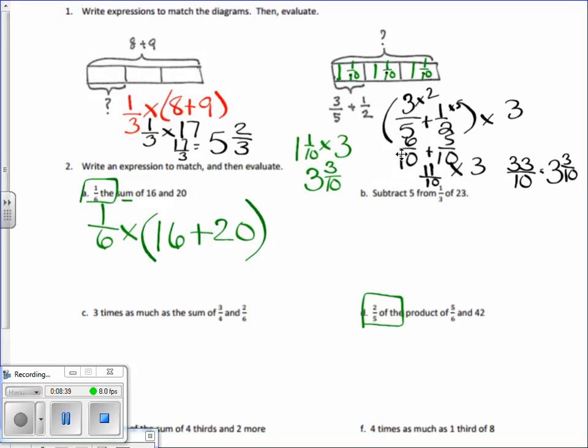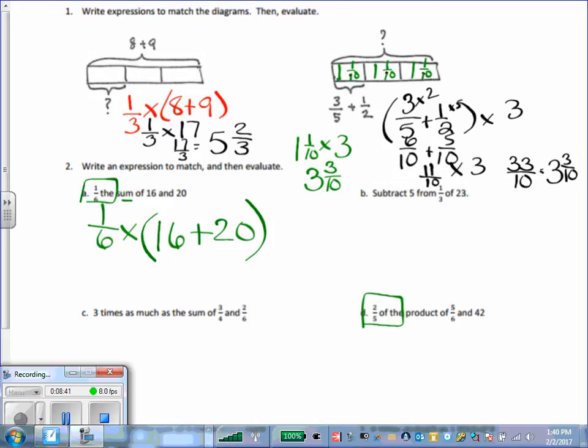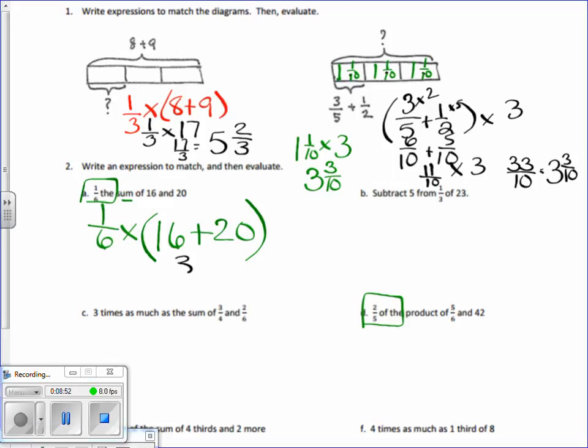So now work it. How'd you get it? I added 16 and 20, we got 36. That is 1/6 times 36 over 1, and we got 36 over 6. And 36 divided by 6 is 6. That's all you have to do.